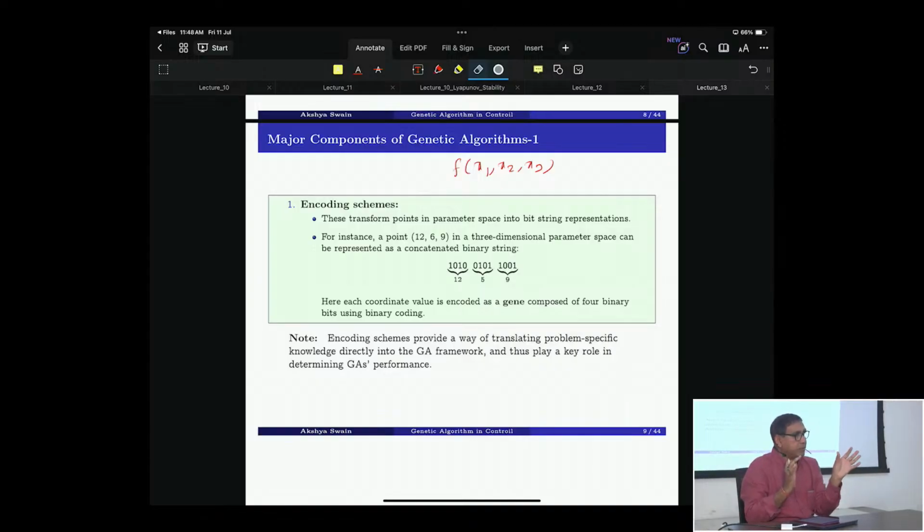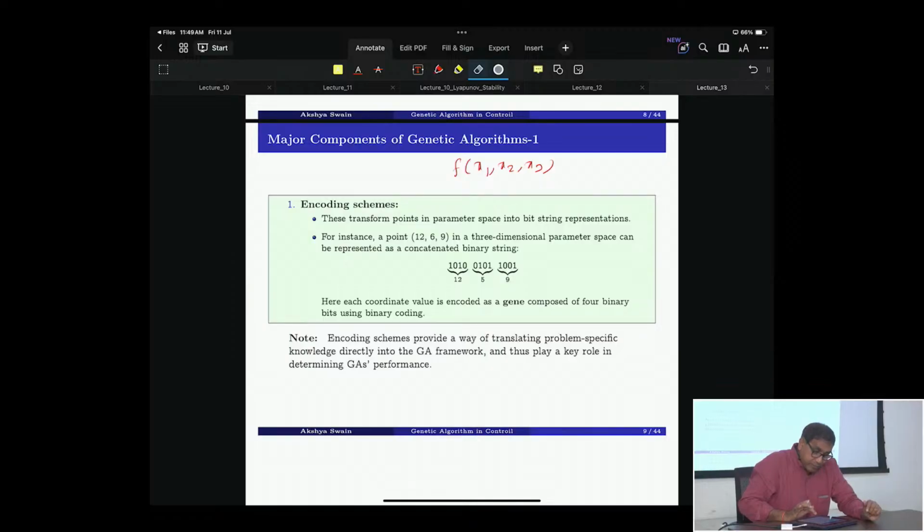This is one chromosome, okay? And this represents 3 variables, x1, x2, x3. Each variable is represented by 4 bits. And this is a chromosome, right? Similarly, I generate a set of chromosomes. That means it's a population. Not only 12, 6, 9. I generate, say, 10, minus 5, 3. This way. So this is a chromosome.